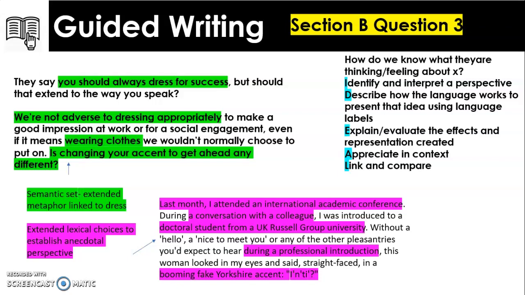Now, here's a huge difference, okay? We've got the semantic set extended to the metaphor of dress really being emphasized in the opening of Text A. Text B does something differently, okay? Text B does the extended set of lexical choices that establishes the anecdotal perspective. We've talked about this when we analysed this before, so I'm not giving anything away. This should be in our notes. So again, you could go for your overview, extended lexical choices to establish anecdotal perspective, which is brilliant. It's still descriptive. It's still explaining the writer's choice. We're talking about a point of difference, a comparative difference. So we're hitting all the criteria.